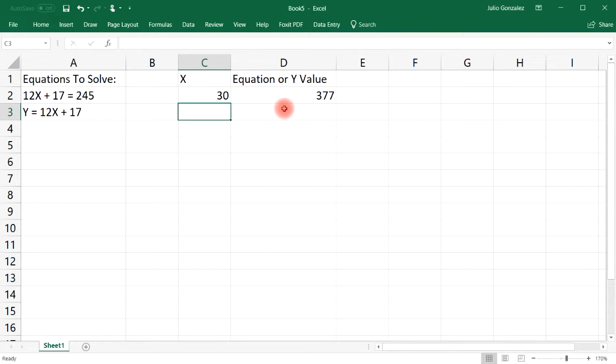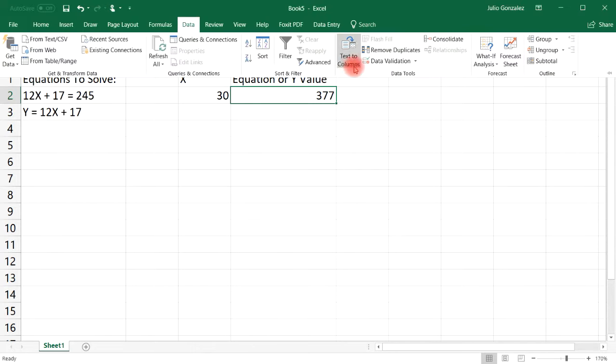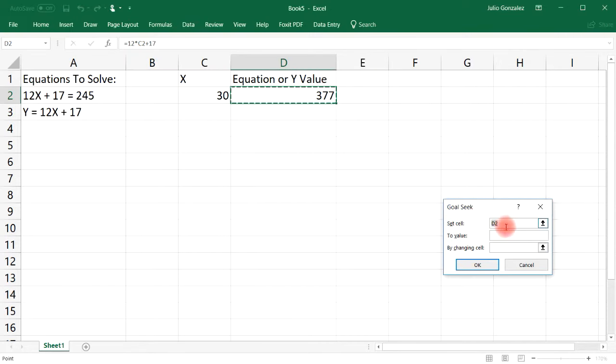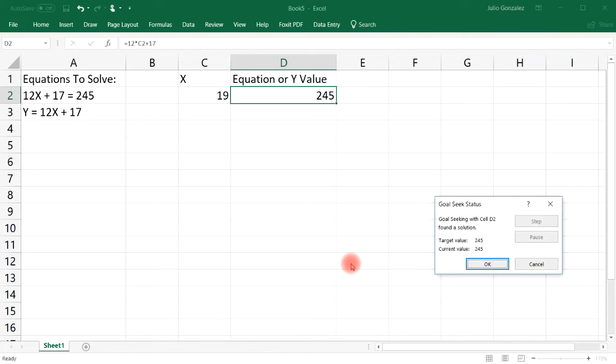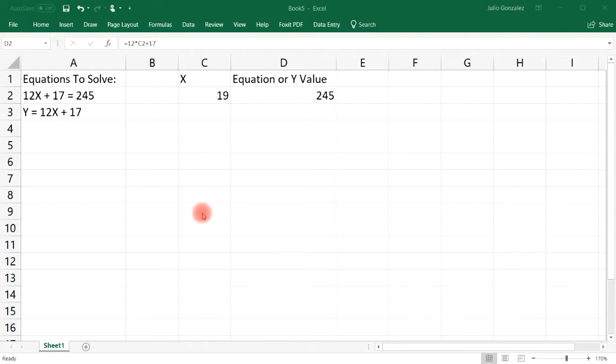To get the exact answer, highlight this cell with the y value or the equation, and then go to Data, then click What If Analysis, and then click Goal Seek. D2 is highlighted, so that's set cell to D2. Now to what value? We want to set it to a value of 245. We want to find the x value when y is equal to 245. And we're going to do this by changing the x values, or by changing cell C2. Then click OK. Notice that it automatically calculates the x value that will give us a y value of 245.